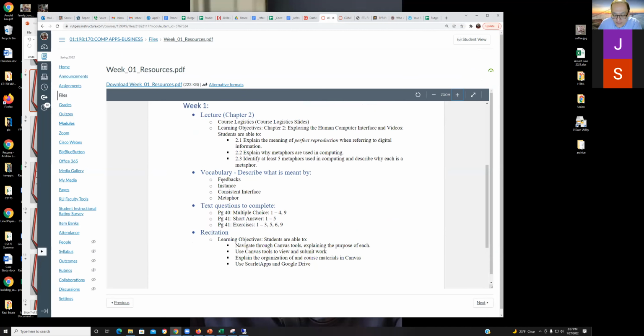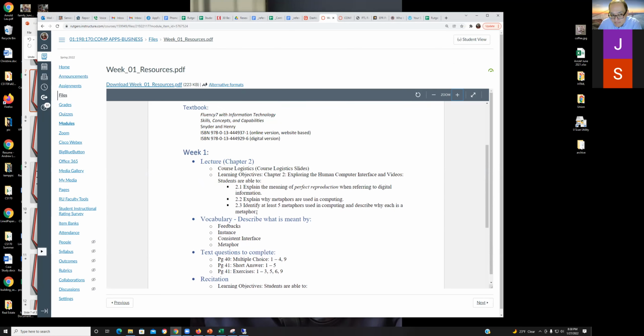Where it has the vocabulary and the textbook questions, sometimes the stuff on the exam is taken straight from here. So this is pretty accurate in terms of what will be on the exam. If I ask you what is feedback, remember I was saying you can see the little hourglass to tell you that something's working on the computer. An instance would be, let's say I have a Word document and I say new, a new Word document. That's considered a new instance of that document.